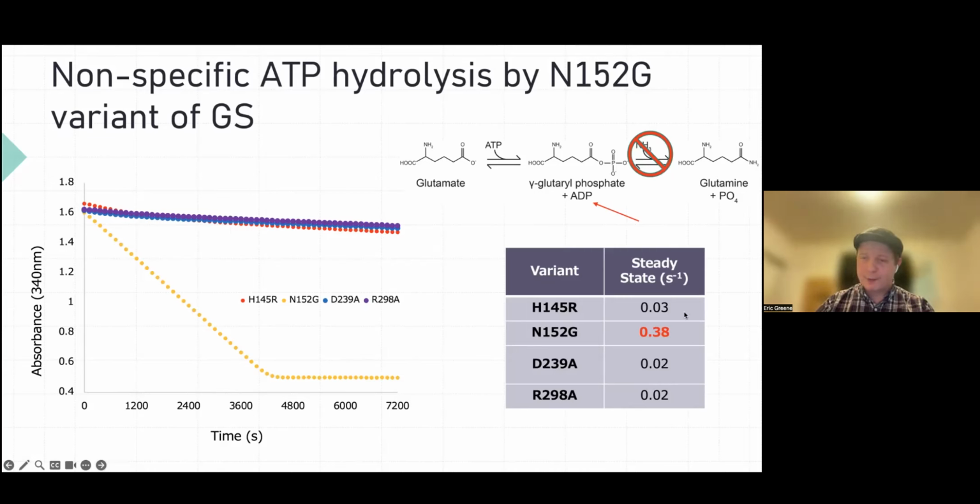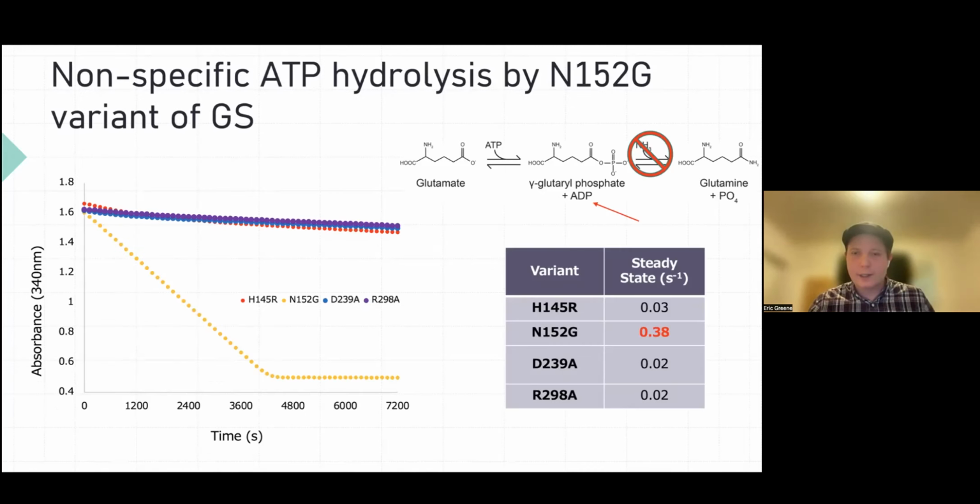These are some of the steady state rates for these various variants, and N152G is about 20-fold more active in this regard than other variants, and these other variants were about the same as wild type, which was measured in a separate experiment. So we were like, okay, this is very interesting. How do we get from this stable intermediate, which has been shown to be very stable by many studies and through our own analyses, to just losing this intermediate entirely?